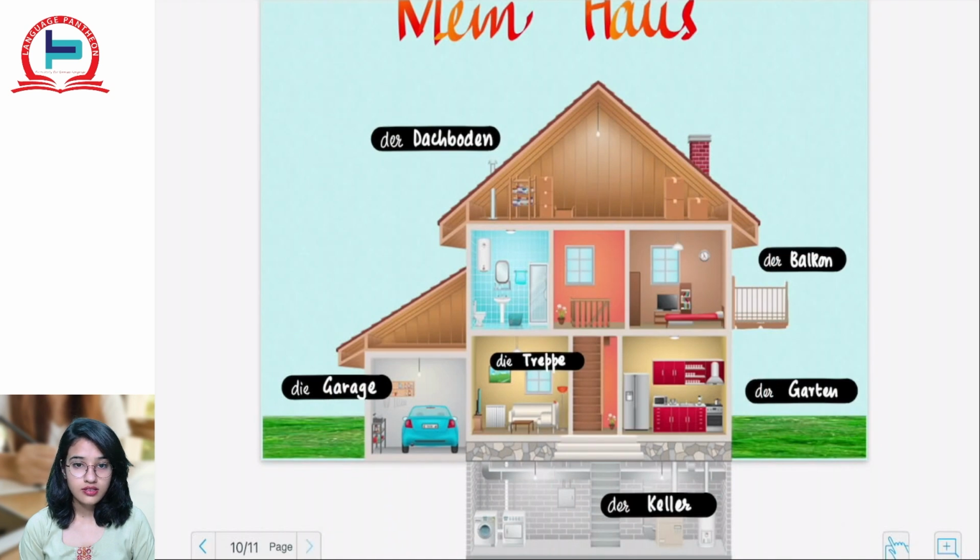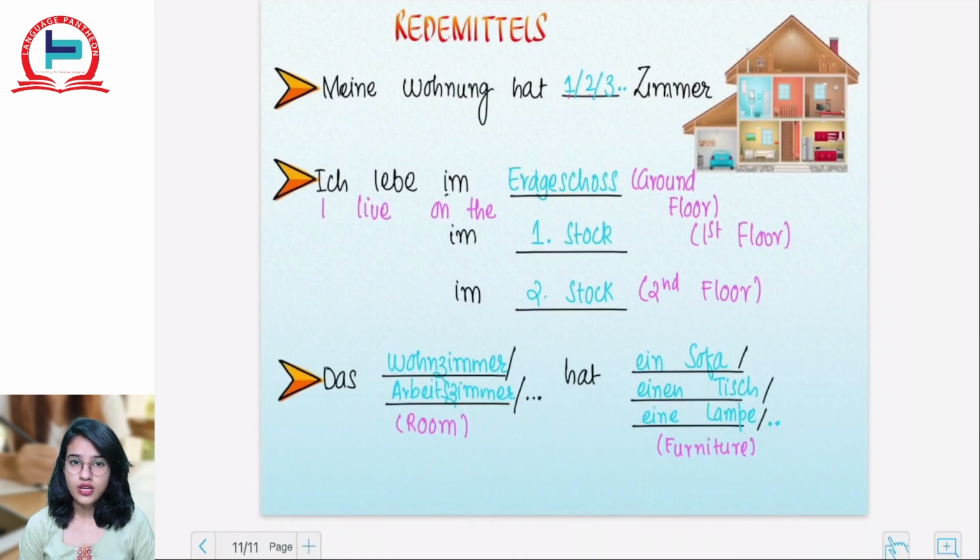These are the other parts of the house. Other than this, we have seen almost everything, and the other sentences that you can use, the phrases to explain your apartment, are given here. The Redemittel. So the first one is, meine Wohnung hat dash Zimmer. My apartment has this many rooms. You can say ein Zimmer, zwei Zimmer, drei Zimmer, okay?